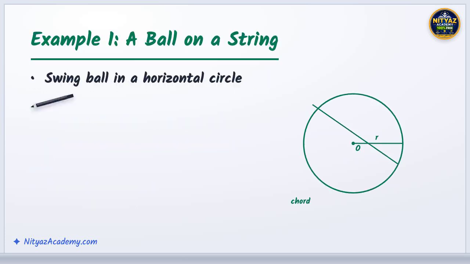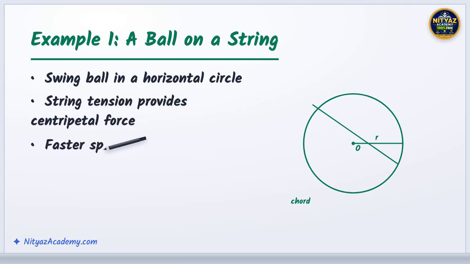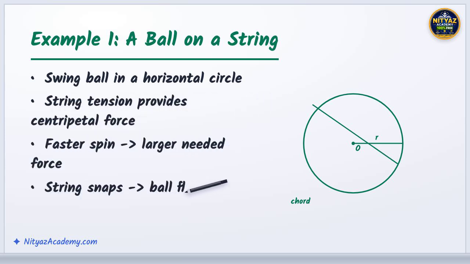Swing a ball on a string in a circle. The string's tension supplies the centripetal force pulling the ball inward. Spin it faster, and the required force grows with velocity squared, so the string pulls harder. If you spin too fast, the string snaps, and the ball doesn't fly outward. It leaves along a straight tangent line, exactly as the laws predict.